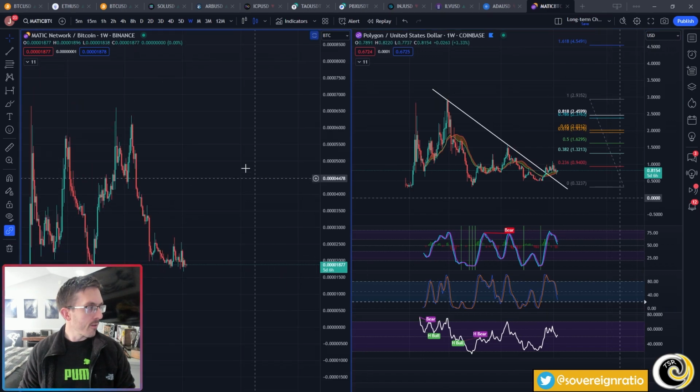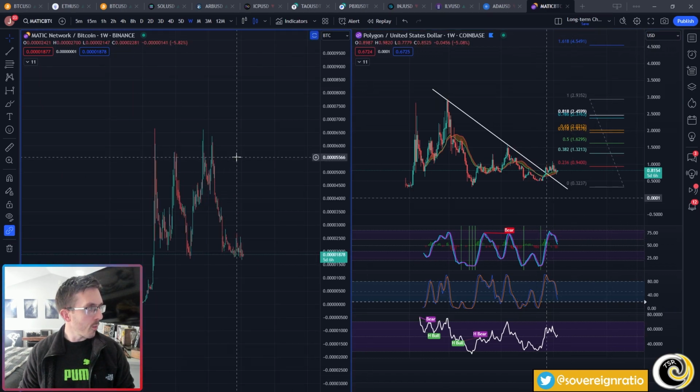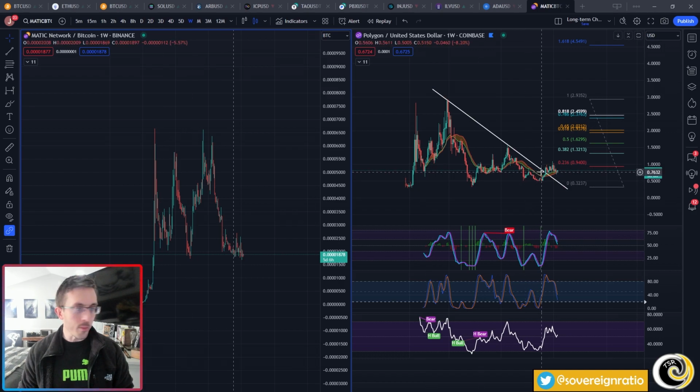And now we have 2 charts, one versus the Bitcoin price, one versus the US dollar. You can see that against Bitcoin, Matic has not been doing well whatsoever. But against the dollar, it's been holding up a little bit better. It's actually broken this long-term trend, which again, I'm not a huge fan of diagonal trends, but it is there. It's something to go off of.